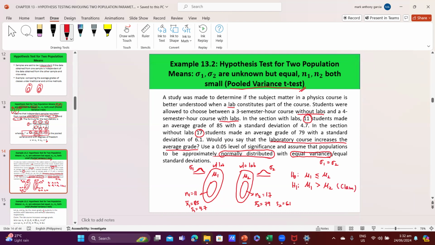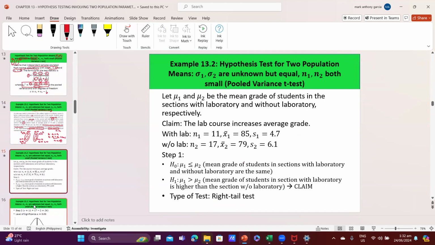Now, of course, if we transpose mu sub 2 to the other side, it's going to be mu sub 1 minus mu sub 2 is greater than 0, which indicates that our hypothesized difference is 0. So this slide here shows step number 1. Since our alternative hypothesis uses the strict greater than symbol, the type of test would be a right tail test, or we call it an upper tail test.